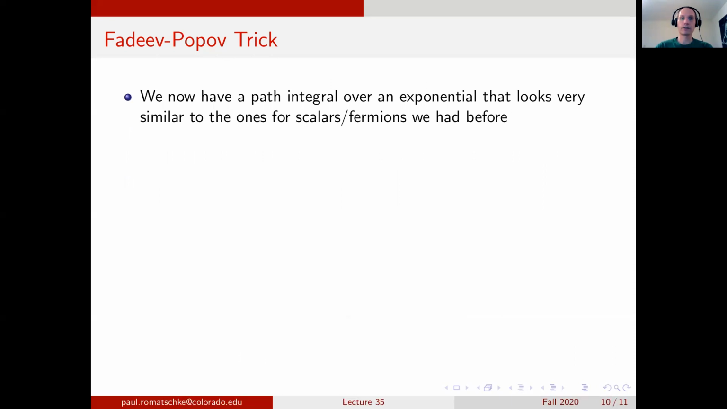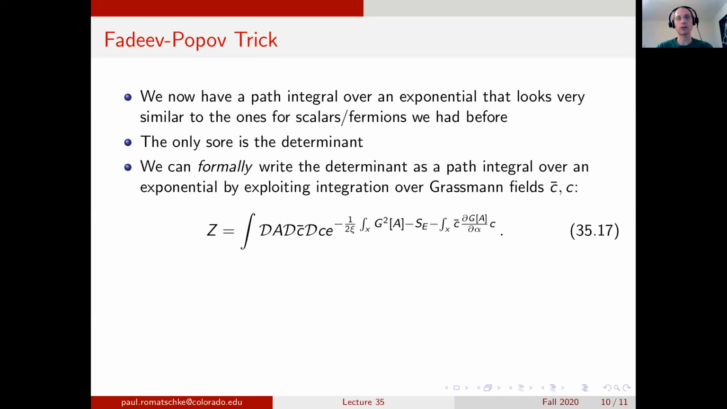So the path integral looks like an exponential, which is similar to the path integral that we had for scalars and fermions. The sore point is that we still have this determinant, but we know how to write a determinant in terms of an exponential. We have learned about Grassmann integrations, so we can formally write down the partition function as a path integral over A and two Grassmann fields. Let's call them c bar and c.